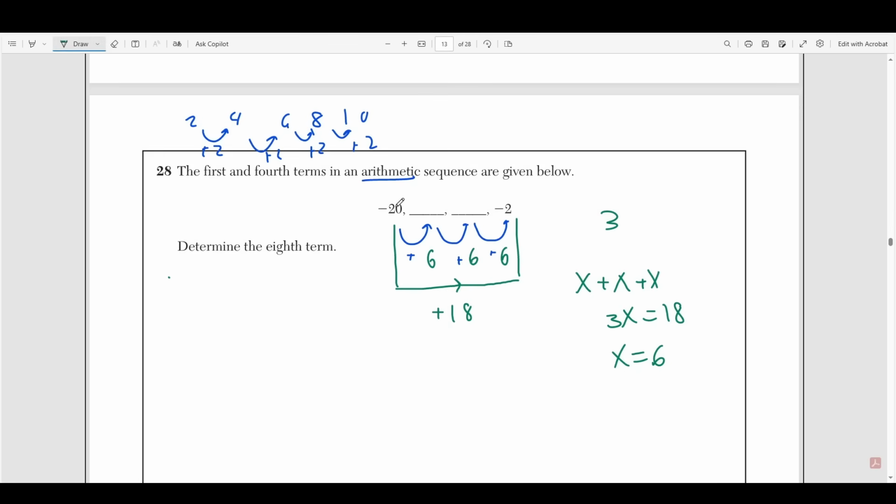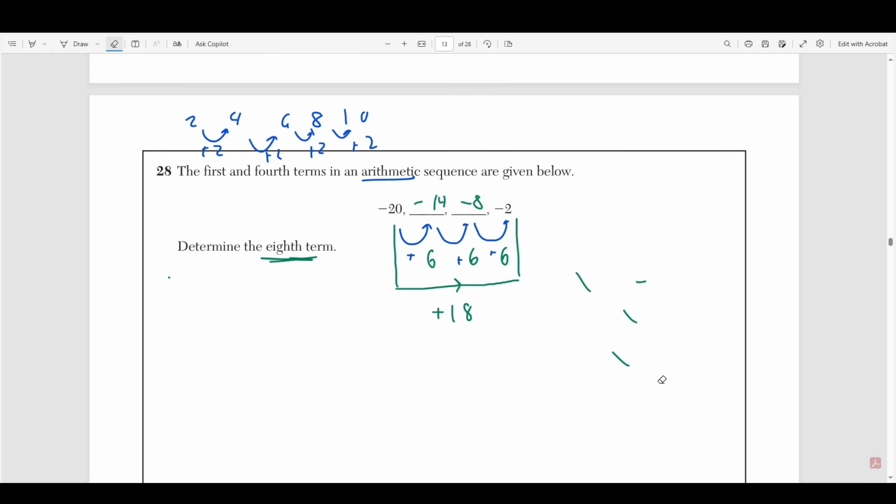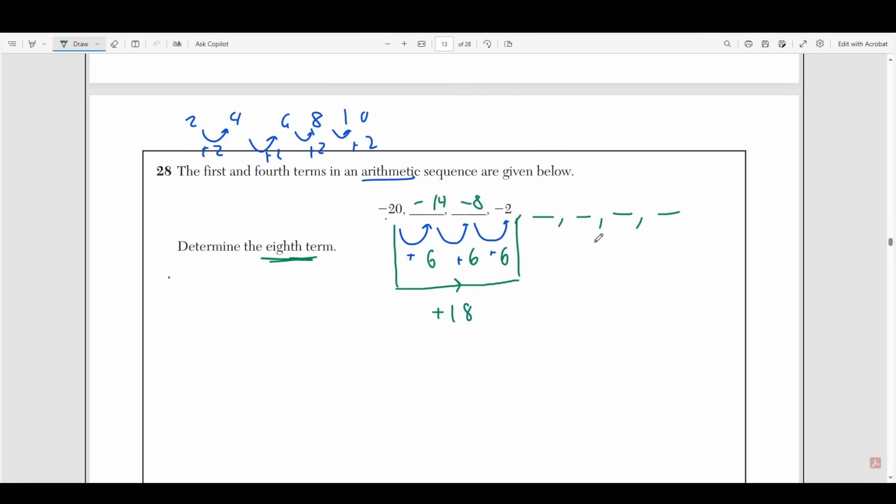So to verify this, let's just go ahead and see. Negative 20 plus 6 is negative 14. Negative 14 plus 6 is going to be negative 8. And negative 8 plus 6 is negative 2. So that's correct. Now we want to find the 8th term, okay? So what we can do here is we can just extend this list outwards, right? If this is the first, second, third, fourth, then this is the 5th term, the 6th term, the 7th, and this is the 8th term. So negative 2 plus 6 is going to be positive 4.